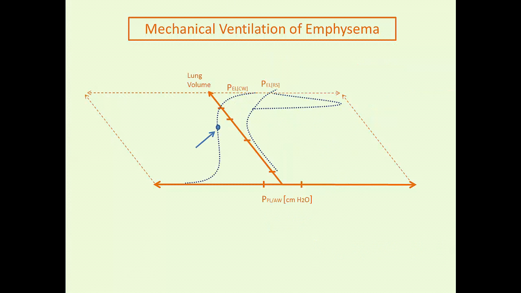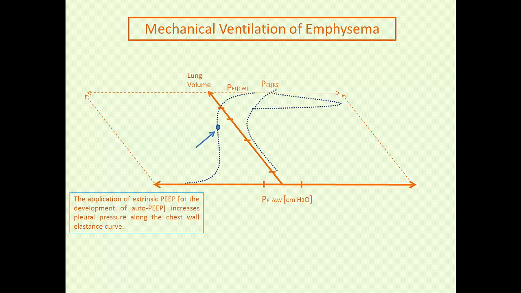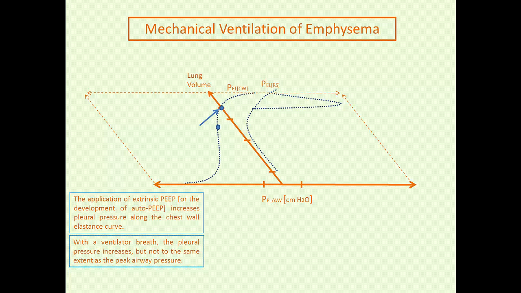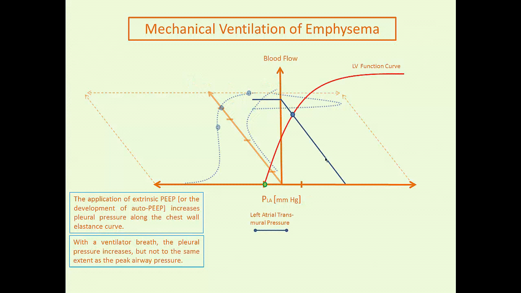Okay, so same thing now with the left ventricle. The application of extrinsic PEEP, or the development of autoPEEP, increases intrathoracic pressure along the chest wall compliance curve. A breath on top of that will tend to increase intrathoracic pressure and airway pressure to that extent. Now running through that, this is pulmonary venous return. This is left atrial pressure on the x-axis, and then the left atrial distending pressure as depicted by this little dumbbell. Pulmonary venous return, left ventricular cardiac function.